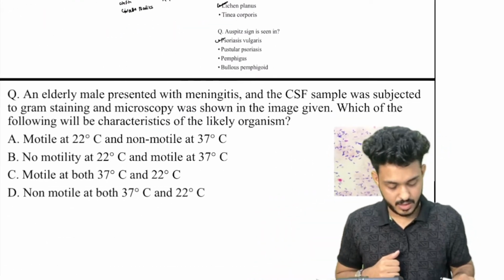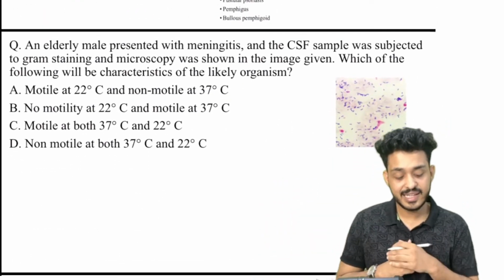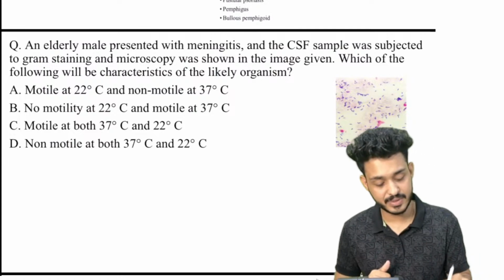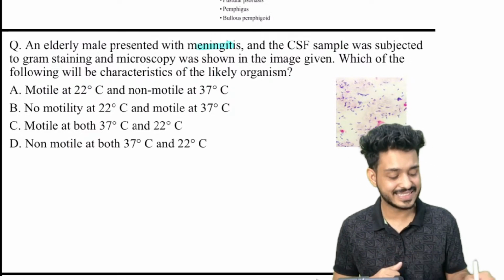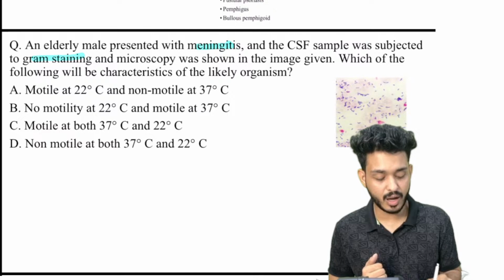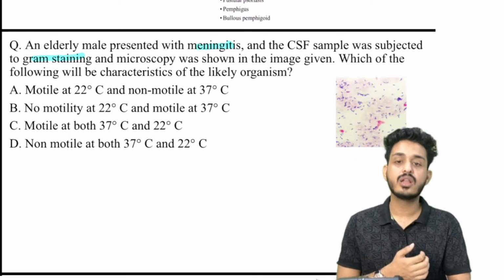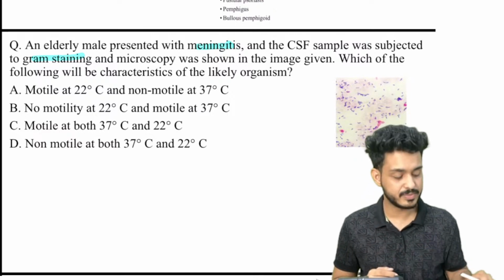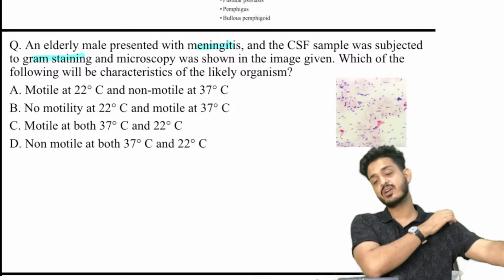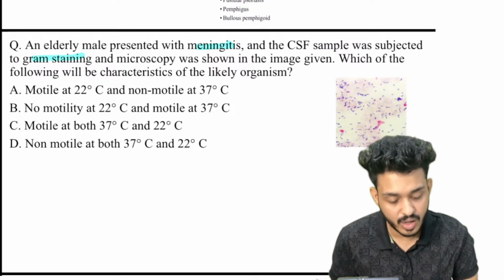Okay. Next one. An elderly male patient presented with meningitis. The patient has symptoms of meningitis. The CSF sample was subjected to gram staining. The microscopy is shown in the image below. Which of the following will be characteristic of this likely organism? What can be the organism, guys?